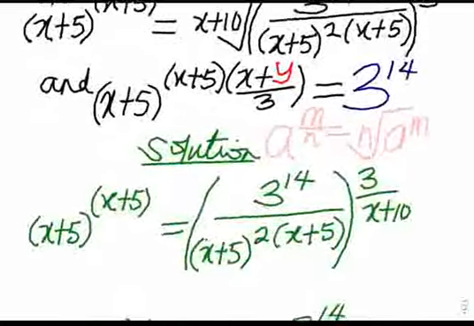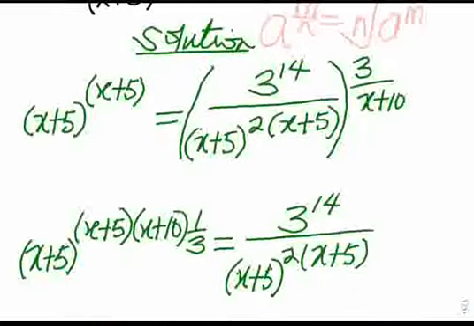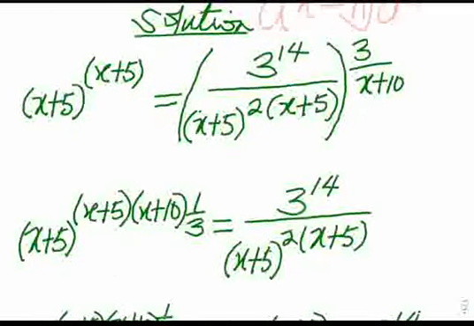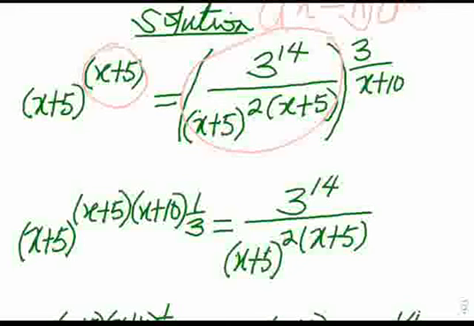So explaining my solution, the first thing I did was to carry that x plus 10. I brought it down here where it became a denominator to this 3. So we'll now have x plus 5 raised to power x plus 5 equals the whole of this raised to power 3 over x plus 10.